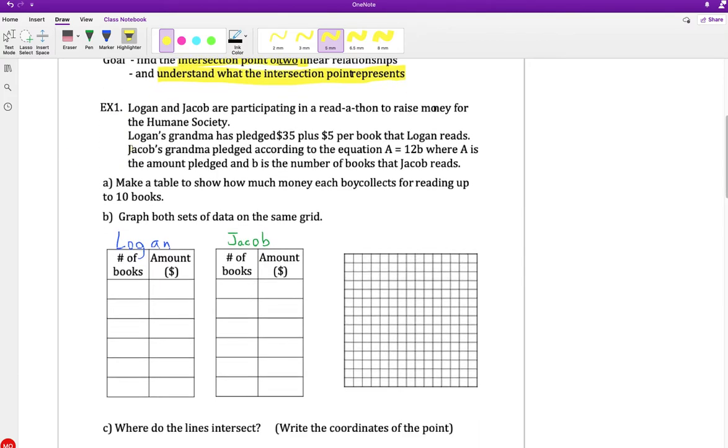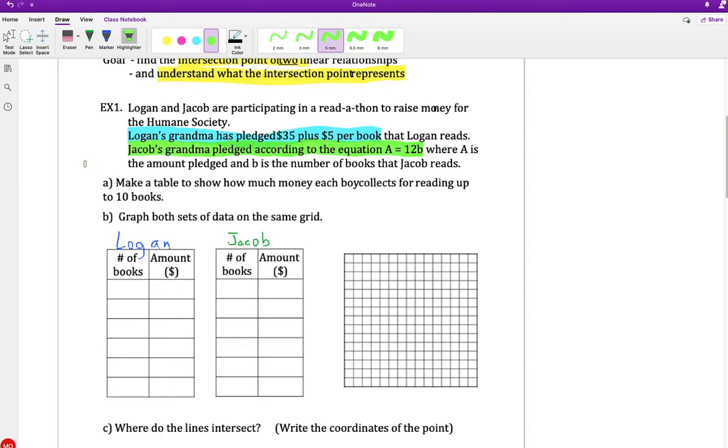So we have a little story here. The first one says, Logan and Jacob are participating in a readathon to raise money for the Humane Society. Logan's grandmother pledges $35 plus $5 per book. So that's one set of information. And then Jacob's grandma says she's going to do A equals 12B, where A is the amount pledged and B is the number of books read. So we get $12 per book.